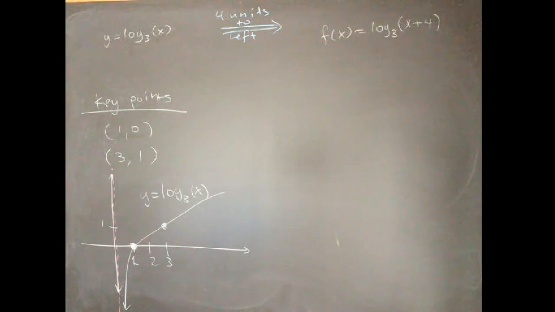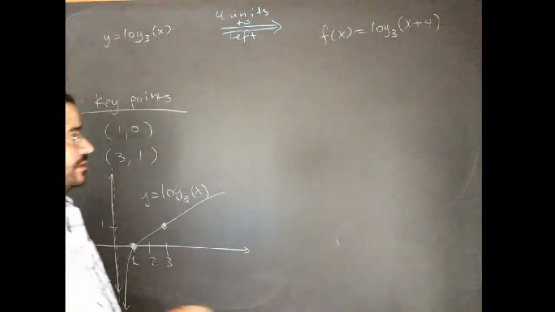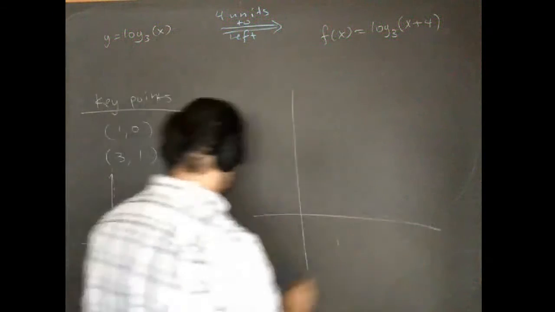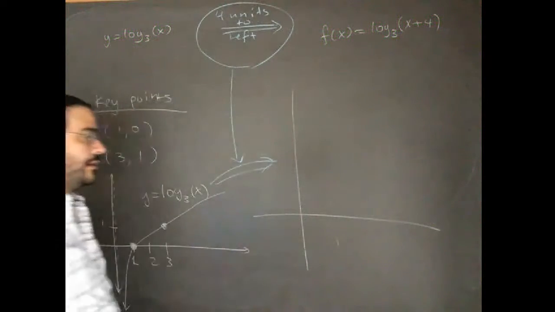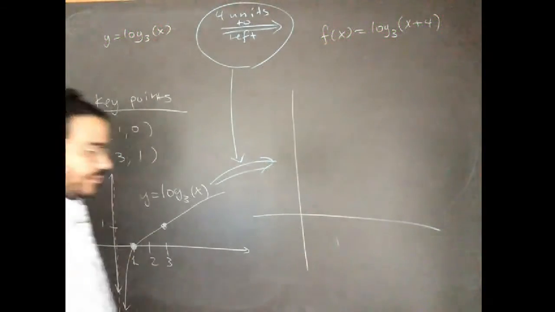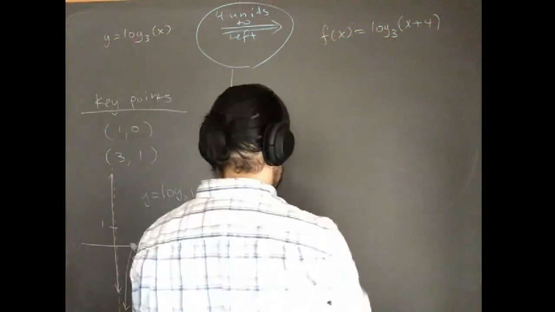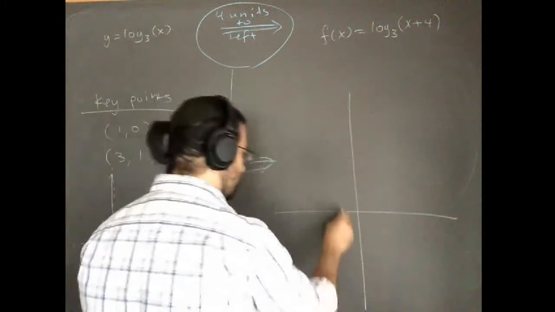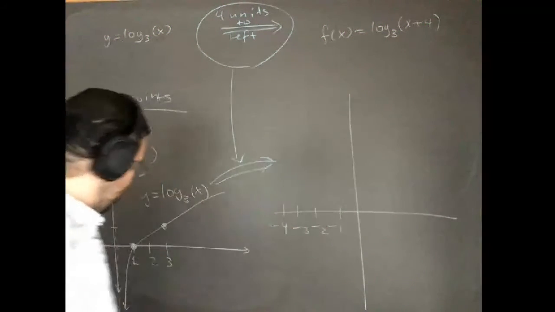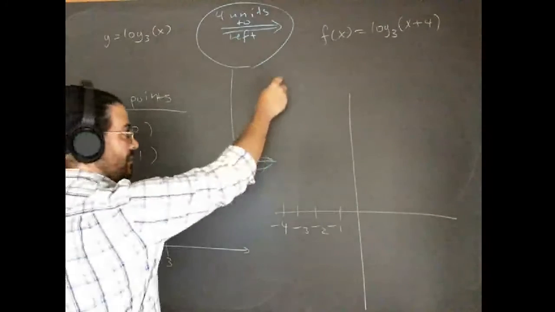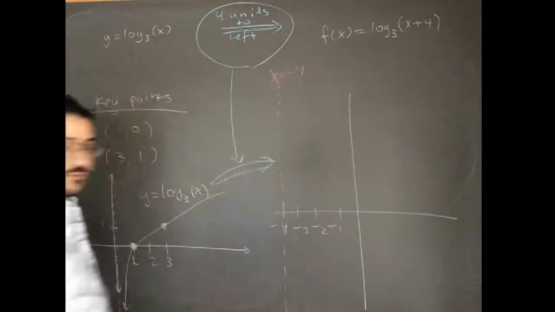And now what we're going to do is we're going to shift this whole graph 4 units to the left, right? So I'll just draw that graph now over here. And again, what we're doing is this whole thing here, right? So what's going to happen is that vertical asymptote is going to go 4 units to the left. So let me draw this a little more carefully. Here's -1, -2, -3, and -4. And that vertical asymptote that I had in red there is now going to be here at x equals -4.